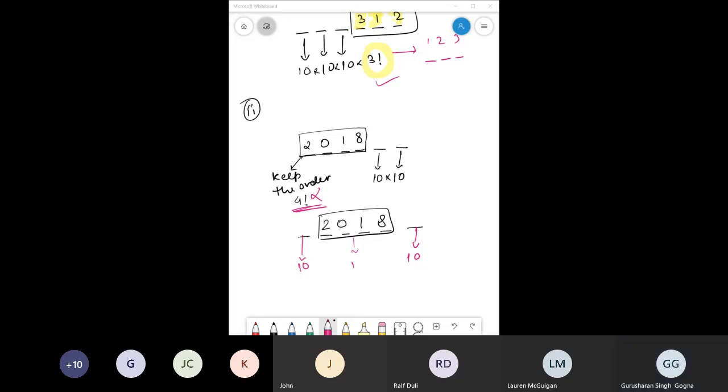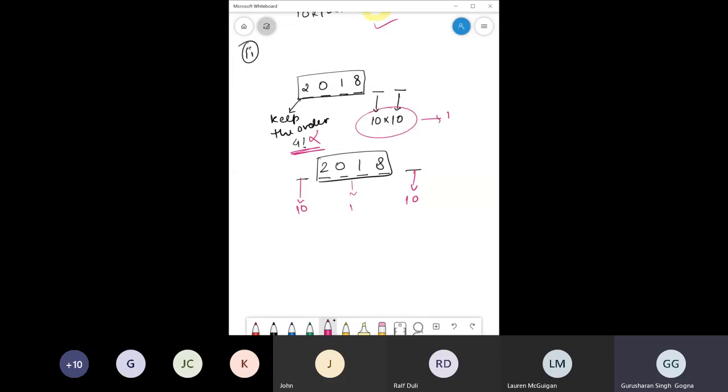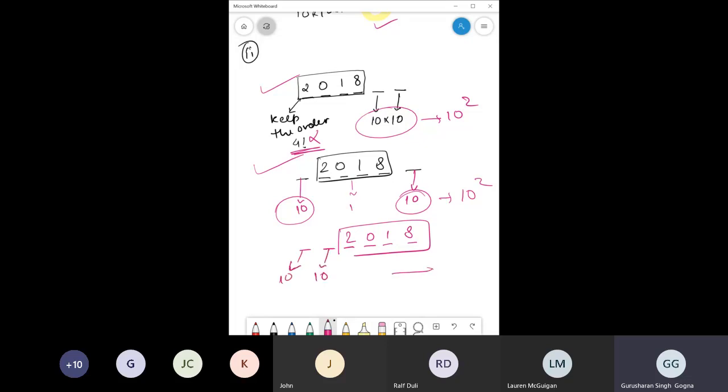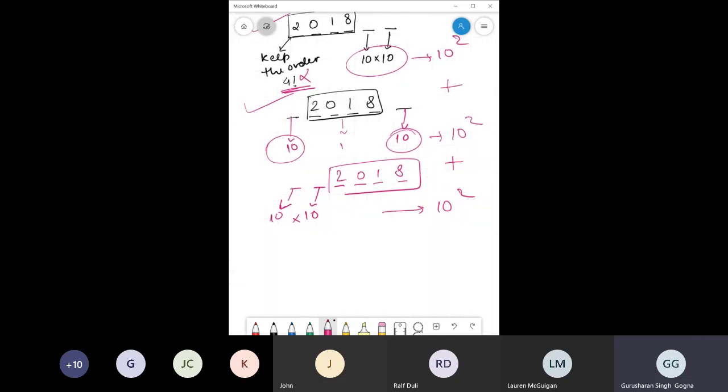Okay, now how will you get the answer in this case? First of all, 10 by 10 is 10 square. So here also you will get 10 square, isn't it? But how many ways can you change the position of 2018? This is one position, this is one position, and what's the next position you can make? There are only 3 positions possible, isn't it? So I can write down 2018 here, and I'll get 10 here, 10 here as well, which is 10 square. So there are only 3 possibilities. You can add all of them, or you can simply say 3 multiplied by 10 square as your final answer.